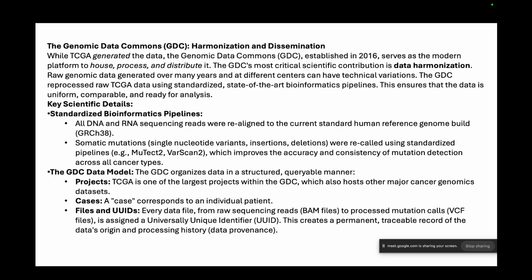So yeah, and then somatic mutations were called using standardized pipelines. MuTect2 is the most commonly used software for this, and it improves the accuracy and consistency of mutation detection across cancer types. TCGA is itself one of the largest projects within the GDC, which also hosts other major cancer genomics datasets. Every data file, from raw sequencing reads, which are BAM files, to processed mutation calls, which are your variant call files, is assigned a unique identifier, which creates a permanent traceable record of the data's origin and processing history.